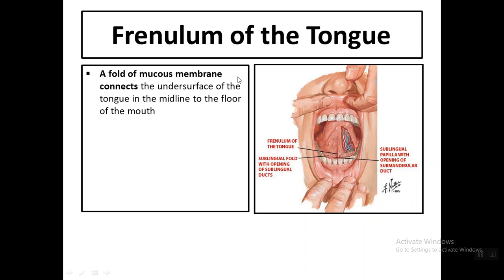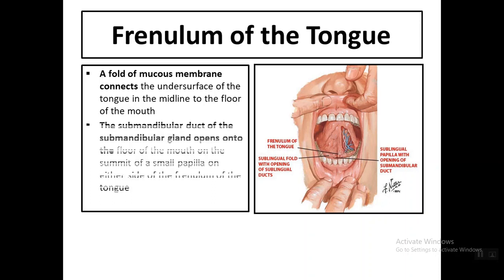Here on the undersurface, يعني على الجزء السفلي من اللسان, on the undersurface of the tongue, this is the inferior surface of the tongue. Here we can see a fold of mucous membrane at the midline. It will connect the undersurface of the tongue in the midline to the floor of the mouth. This is called the frenulum of the tongue. This is a fold of mucous membrane, connects the undersurface of the tongue in the midline to the floor of the mouth.